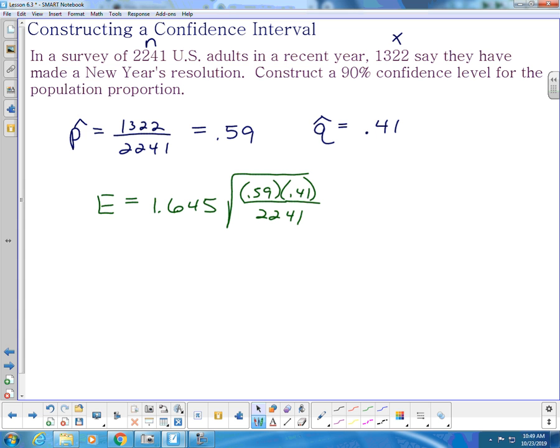I get 0.017. Okay, so we're going to add and subtract that. The P hat, so 0.59 plus 0.017, and you're going to have 0.59 minus 0.017.